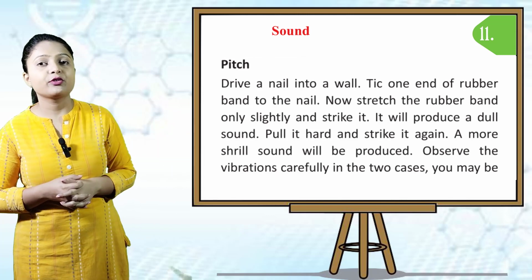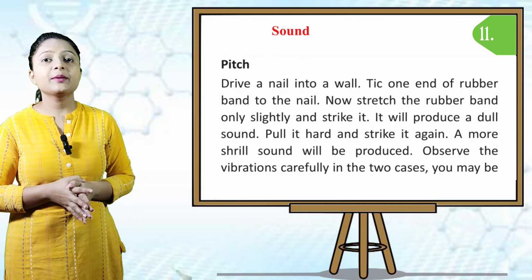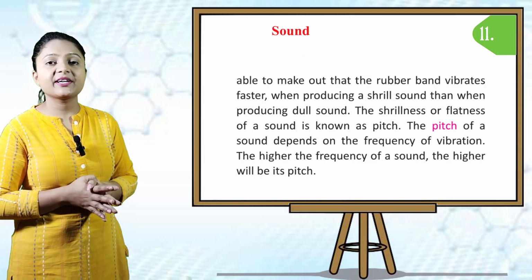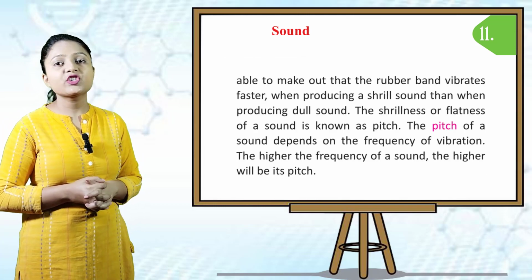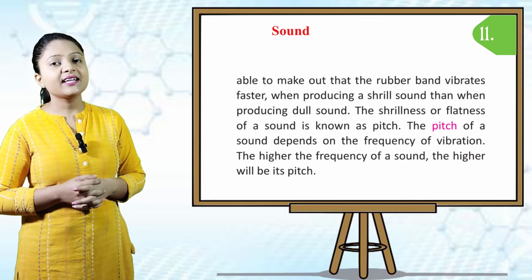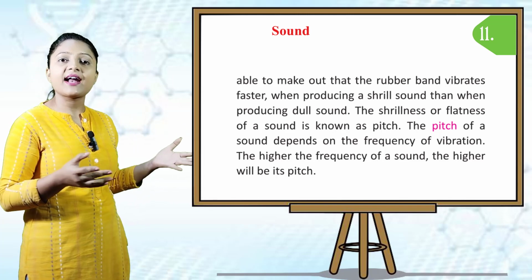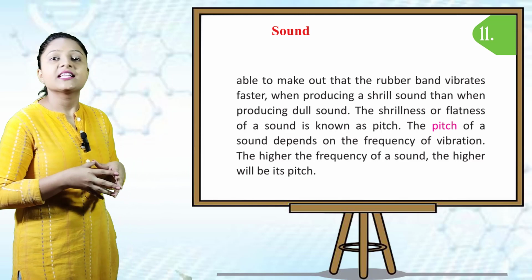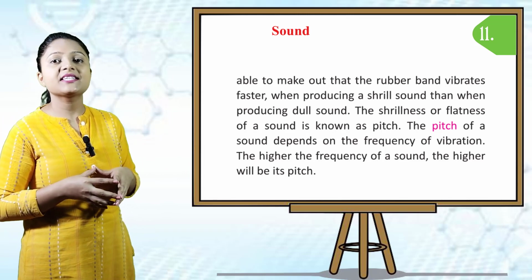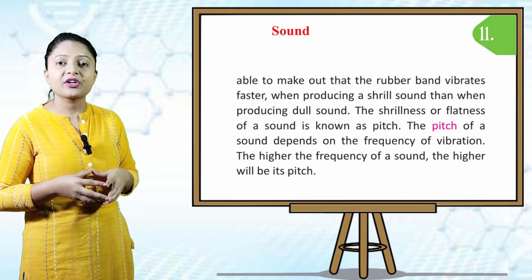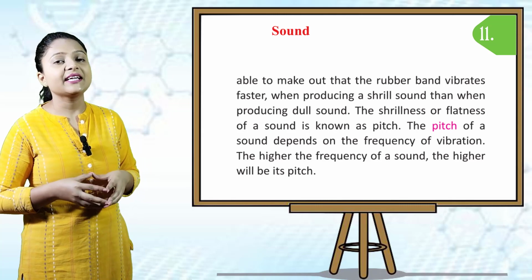Observe the vibrations carefully in the two cases. You may be able to make out that the rubber band vibrates faster when producing a shrill sound than when producing a dull sound. The shrillness or flatness of a sound is known as pitch. The pitch of a sound depends on the frequency of vibration. The higher the frequency of a sound, the higher will be its pitch.